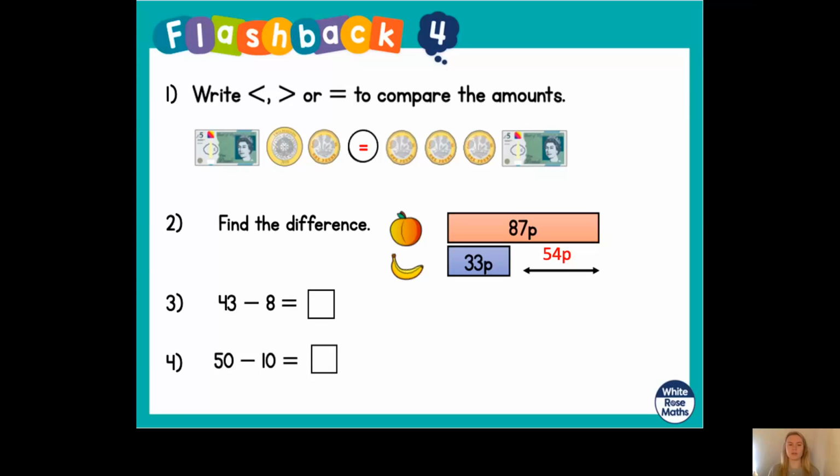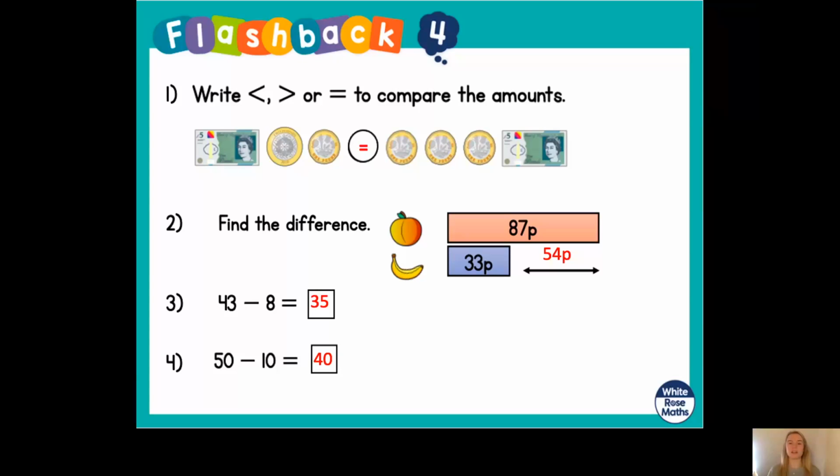Now let's look at number three. 43 subtract 8. Now, if we're going to subtract the ones, so we're doing 3 subtract 8, can we do that without exchanging? No, we can't, can we? So the answer is 35. Well done if you got that right. Now the next one, number four, 50 subtract 10. Now, if we're subtracting a 10, is the ones digit going to change or is the tens digit going to change? Yes, that's right, the tens digit changes, doesn't it? Not the ones digit. So 50 subtract 10 is 40. Brilliant if you got all those right, well done.